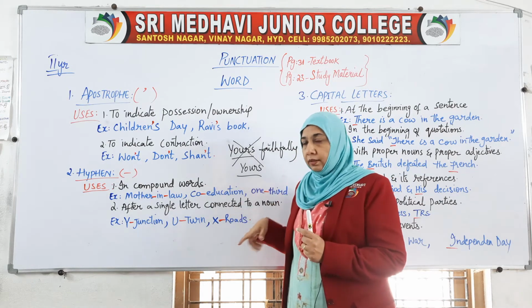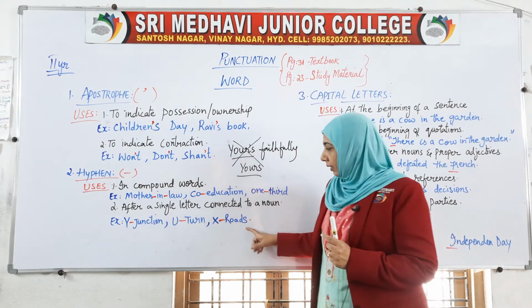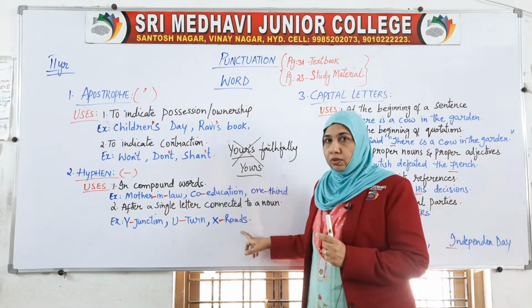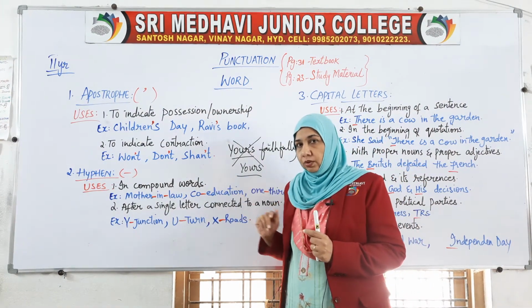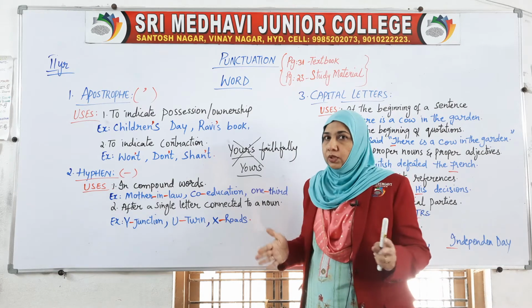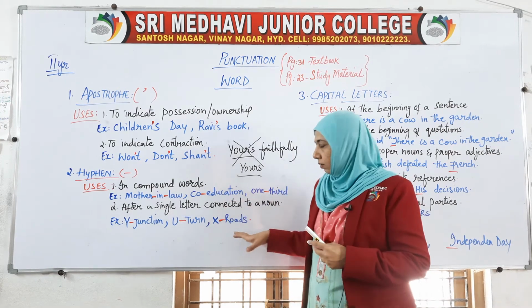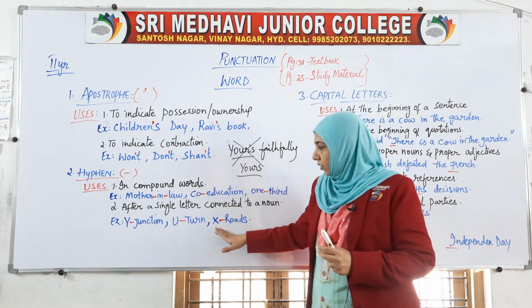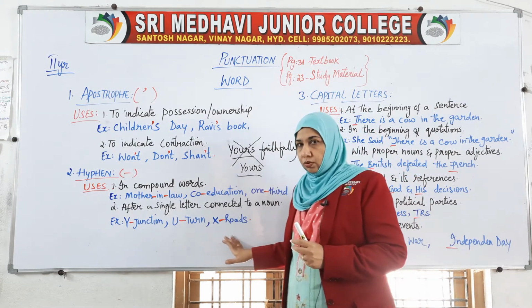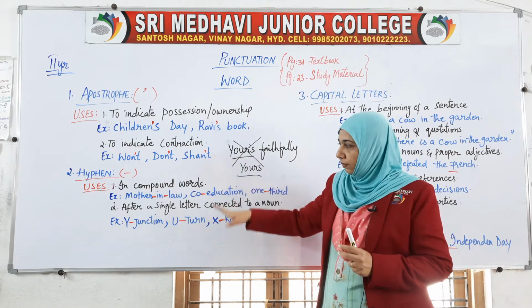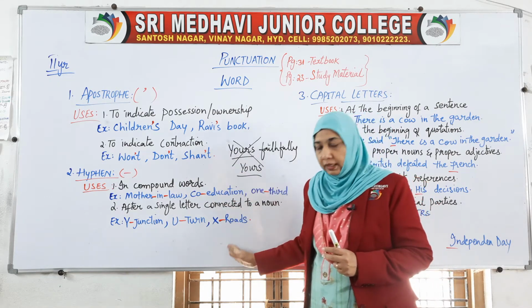U-turn. You must have heard it in Google Maps and everywhere. Take a U-turn. This is U-turn. The next is cross-roads, or you can say X-roads, to show 4 roads mingling, or you can say joining at one place or diverging at one place. That is known as cross-roads or X-roads. So this hyphen can be used in this type of category.